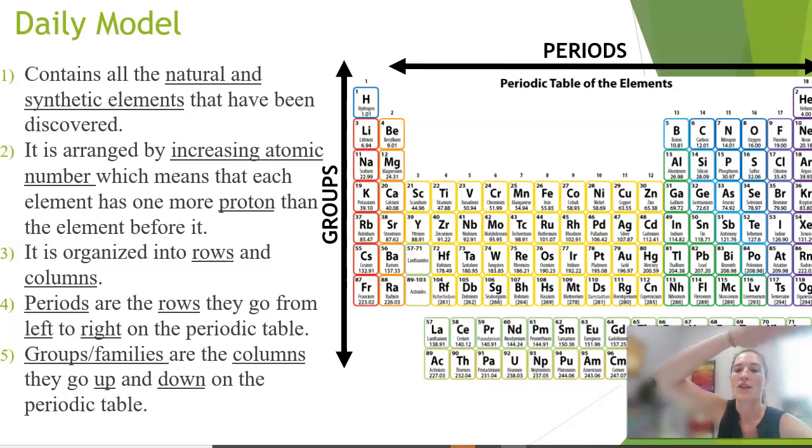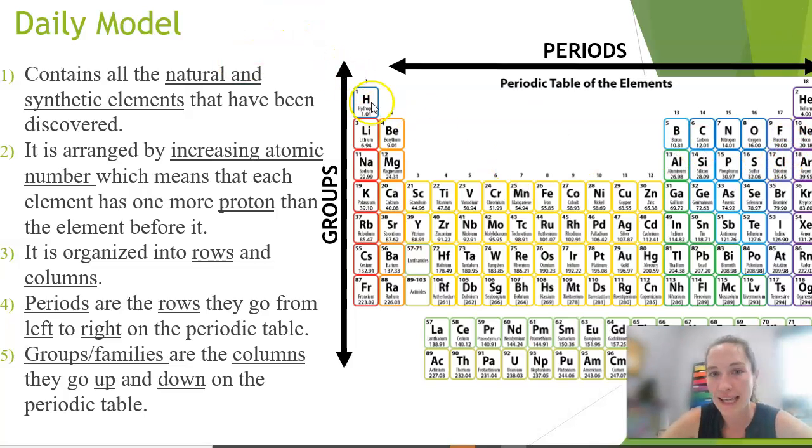So you'll see the first period at the top only includes hydrogen and helium, element number 1 and 2. Then when you go down to the next group, lithium, beryllium, boron, carbon, nitrogen, oxygen, fluorine, and so on, all of those elements in the same period have the same number of energy levels. All of the columns going straight up and down have the same number of valence electrons.